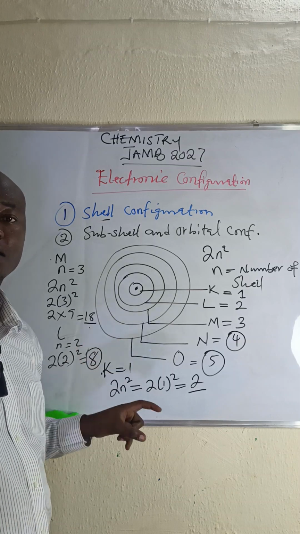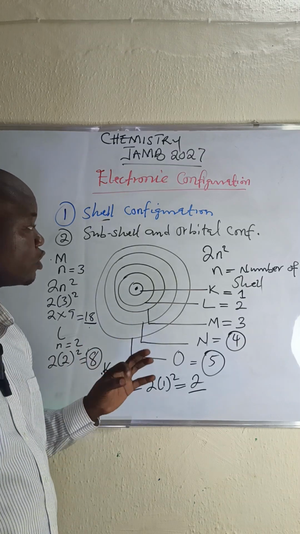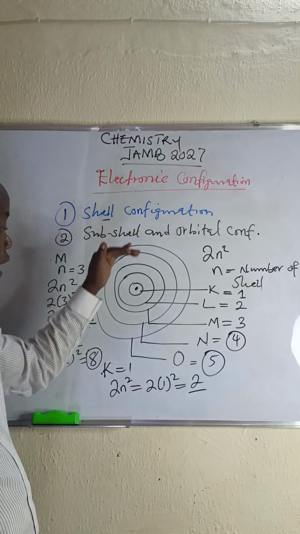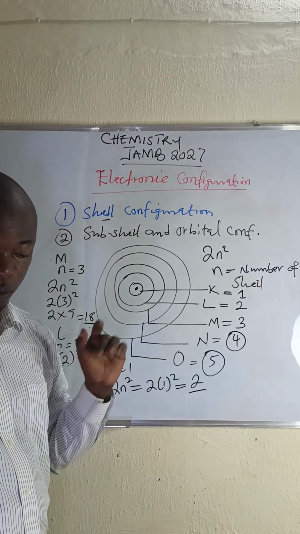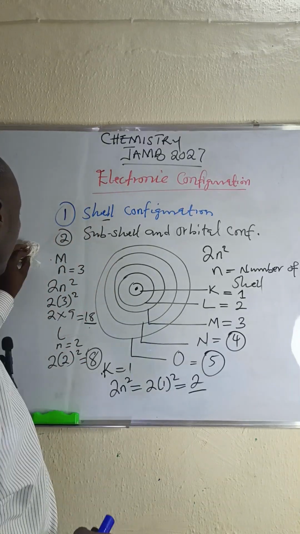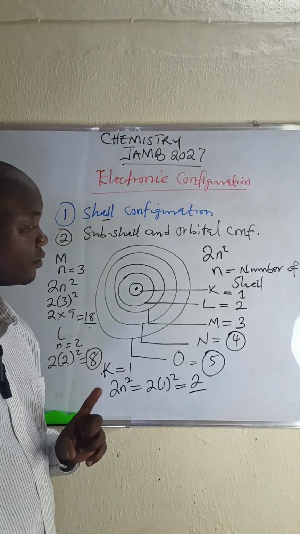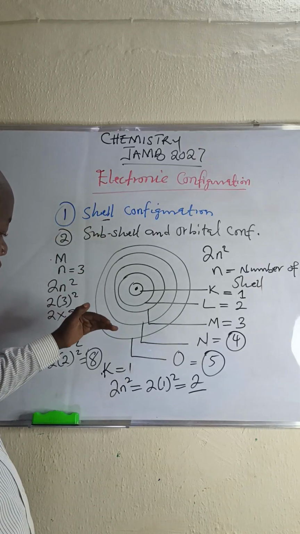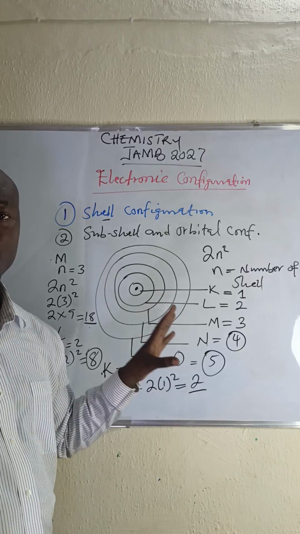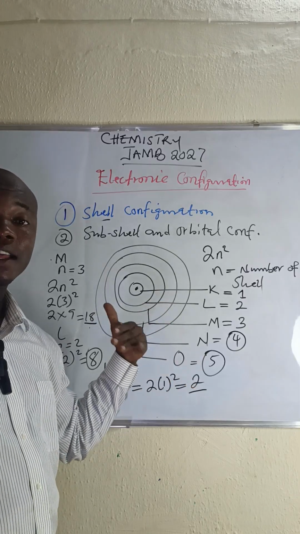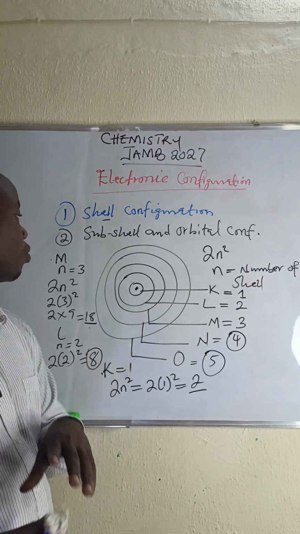After this, ladies and gentlemen, it is very easy for us to draw the electronic configuration of each and every element. Let me give examples of some of the elements. But I want to mention something. These are the ways that can be used in calculating the maximum number of electrons of each of these shells. But the way we write the electronic configuration of the element, we are now going to see it here.